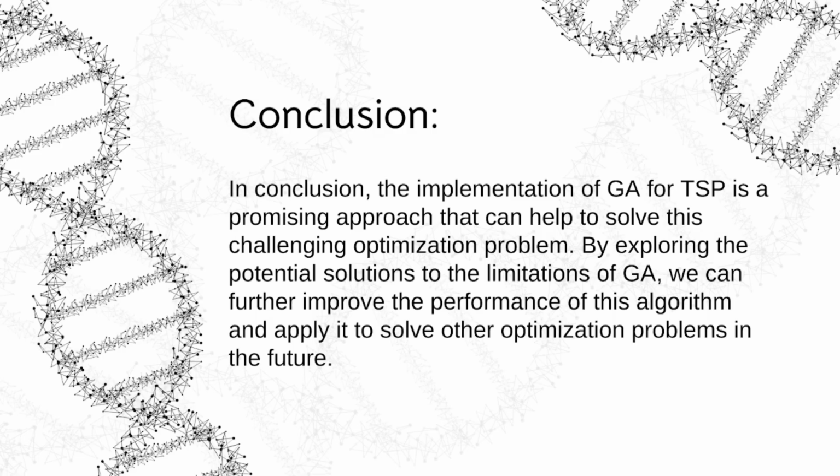Hereby, I would like to conclude that the implementation of a genetic algorithm for TSP is a promising approach that can help to solve this challenging optimization problem. By exploring the potential solutions to the limitations of GA, we can further improve the performance of this algorithm and apply it to solve other optimization problems in the future.